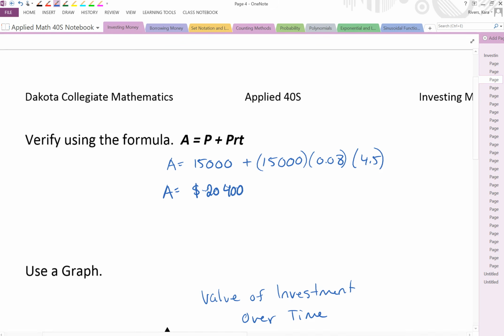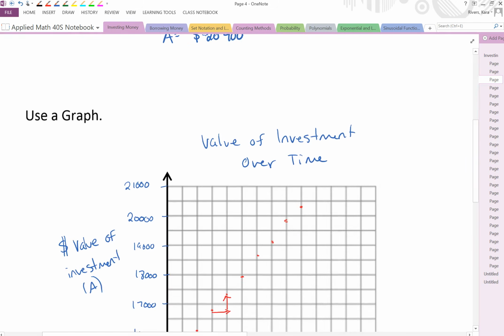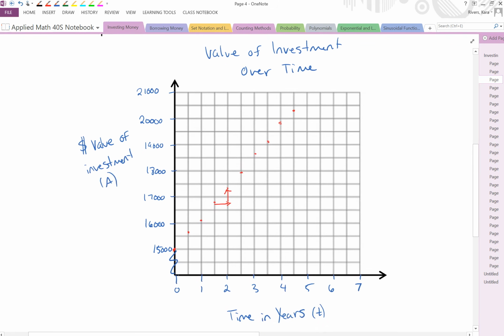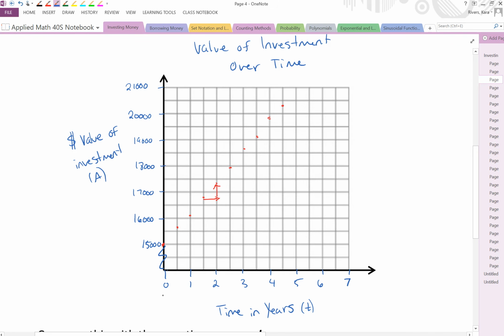Now the reason why I have a graph here, what I've done is I've taken all of our data from that table, and you can either do a scatter plot in your calculator, or you can graph it by hand, and I've gone ahead and done that. So I've got the value of our investment over time. So I've got time from 0 years all the way to the 4.5 years, right? And you can see at 4.5 years, we're at that future value of 20,400.